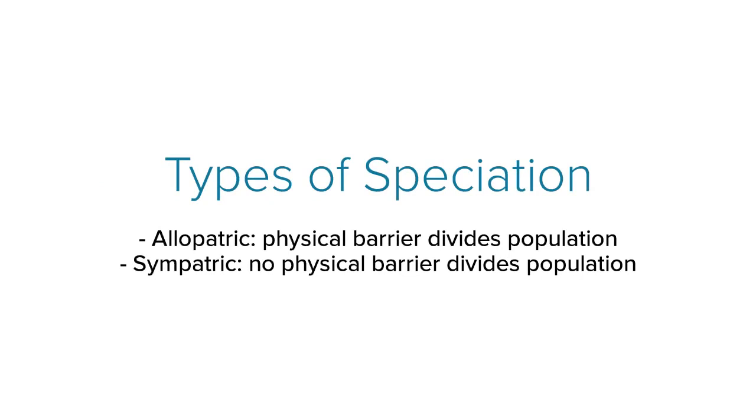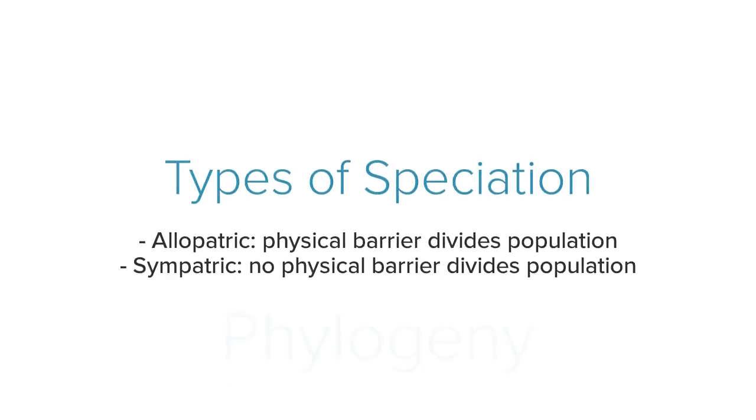So there's two types of speciation. Allopatric is when there's a physical barrier that's dividing two populations, whereas sympatric is where there is no physical barrier, but you get the development of different species through either something like duplicated chromosomes or ecological isolation.